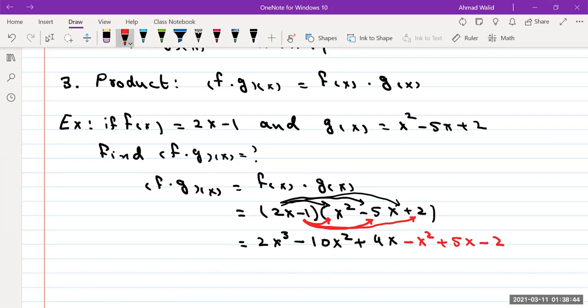Now what you do? Combine like terms. Last step. If you have 2x cubed, I have -10x squared here, -x squared here, it becomes -11x squared. I have positive 4x here, positive 5x there, it gives me positive 9x, correct? And minus 2. That's it, you are done. This is f times g.